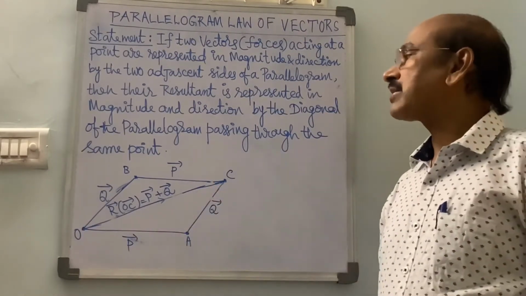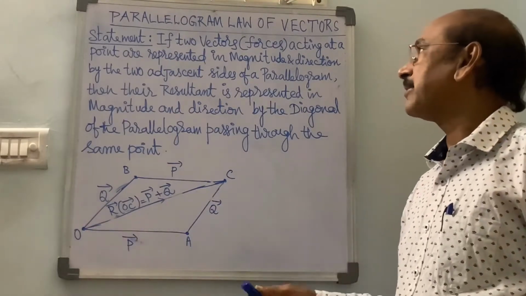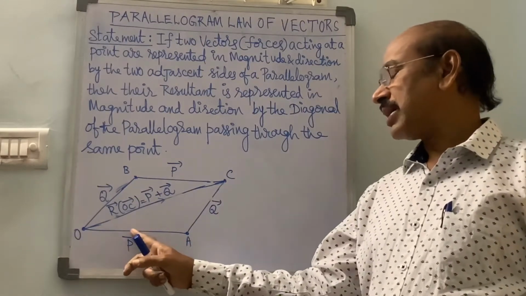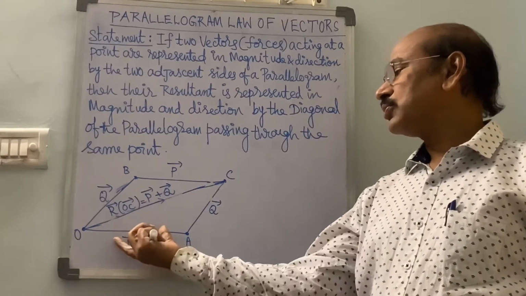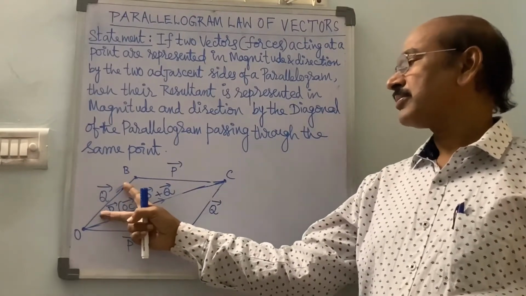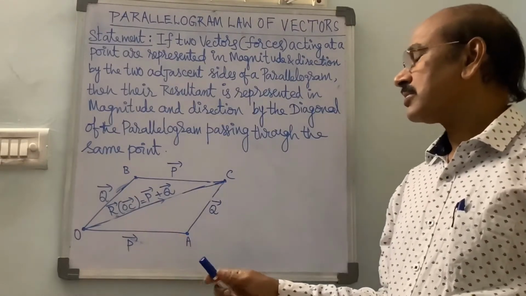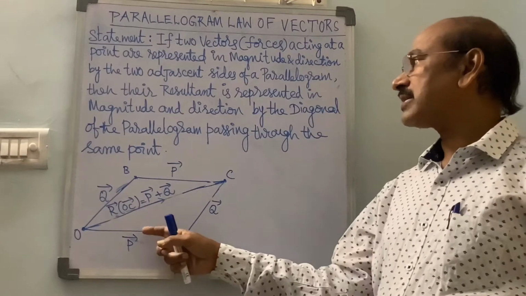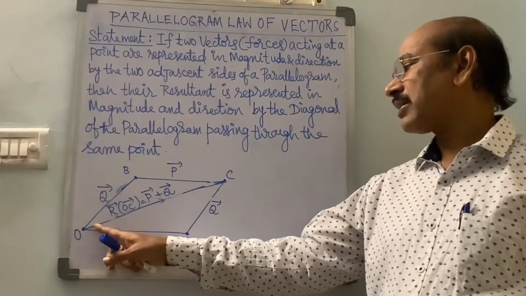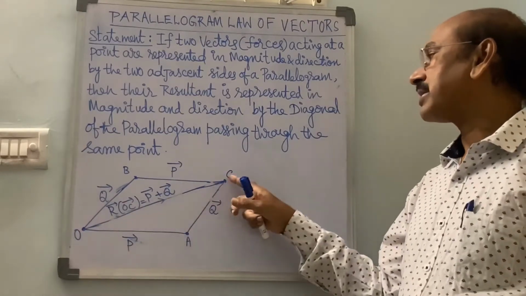So, if two vectors or two forces acting at point O simultaneously are represented in magnitude and direction by the two adjacent sides of a parallelogram, then the resultant is represented in magnitude and direction by the diagonal of the parallelogram passing through the same point.